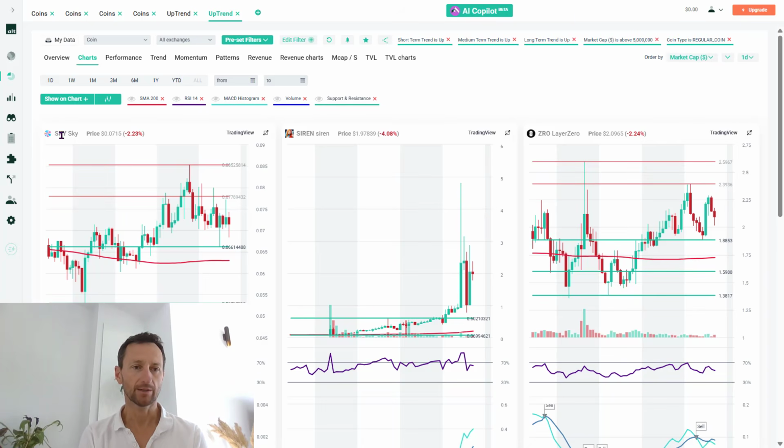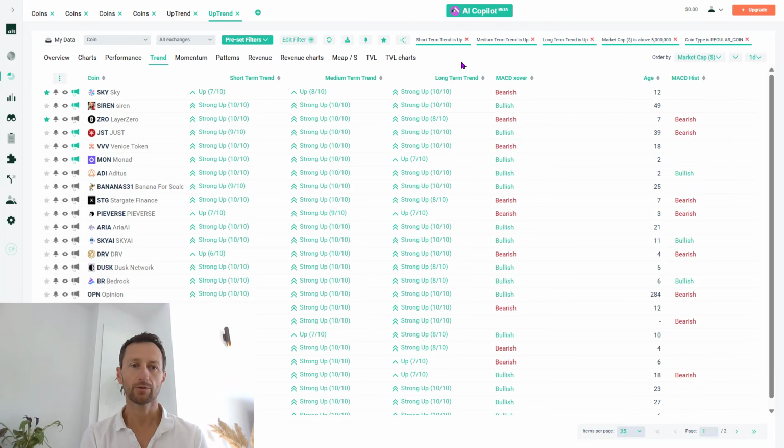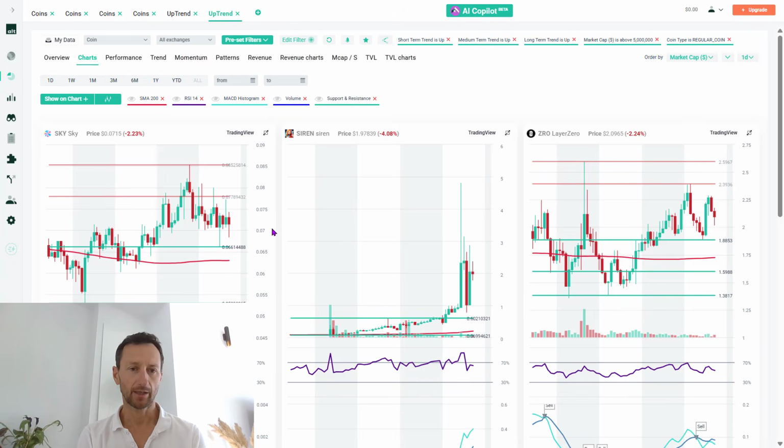If I look at Sky right now, let's look at the trends here. We filtered for only assets that are in an uptrend across short-term, medium-term, and long-term, so obviously Sky is in an uptrend. If I look at what's going on in the chart, I'd be a buyer somewhere close to 6.6 cents or 7 cents, let's call it, because it seems to be bouncing between 6 and 6.5, and what is this level? A resistance of 7.8 or so. So call it between 7 and 8.